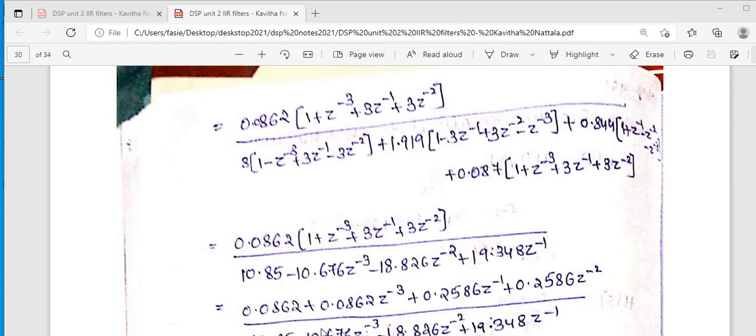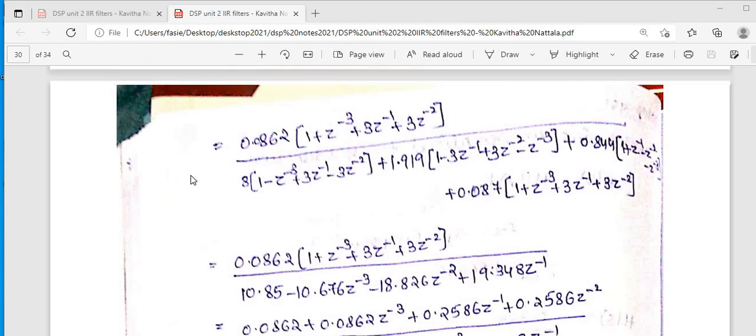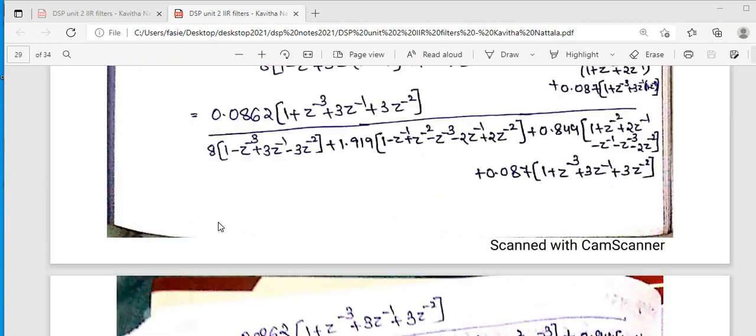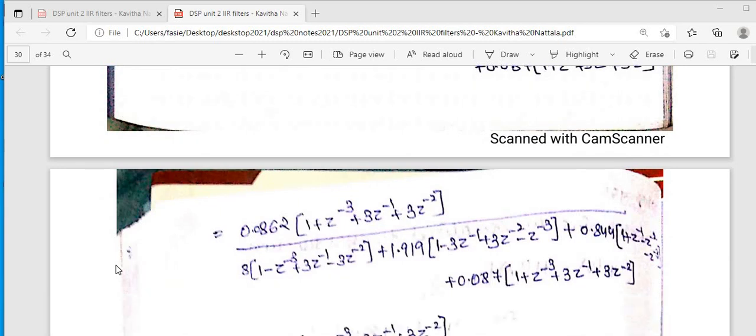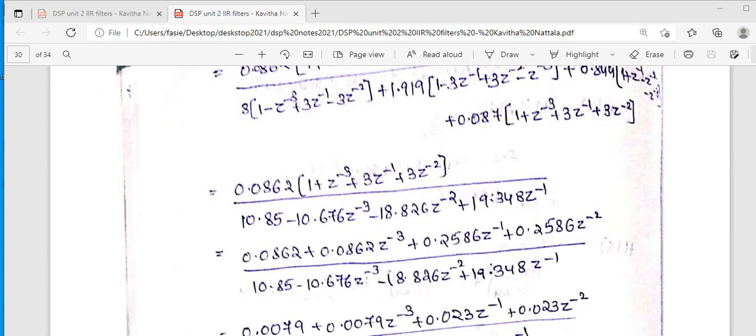So now what I'm doing, at the end I'm taking common and further simplifying. All the things I'm doing, the same numerator coefficients we are writing as they are, and in the denominator we are separately writing, and later on we'll try to write the coefficients. If you write those coefficients, what is the next term we are going to get? We are going to get the next term as this factor. So same thing, we get constant, z power minus 3, z power minus 2 and z power minus 1.